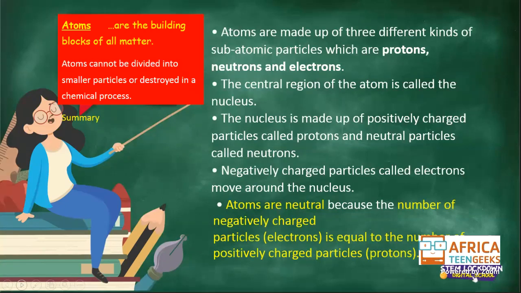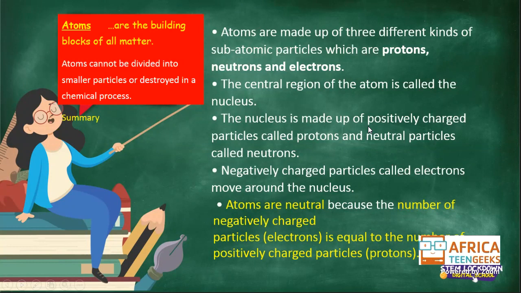We finished a little early because I wanted to conceptualize the information so you can understand it, have a good grasp of, and develop this foundational knowledge for it. So we say atoms are the building blocks of matter, and atoms cannot be divided into smaller particles, nor can they be destroyed in a chemical process. Now, atoms are made up of 3 different kinds of subatomic particles, and this is protons, neutrons, and electrons.